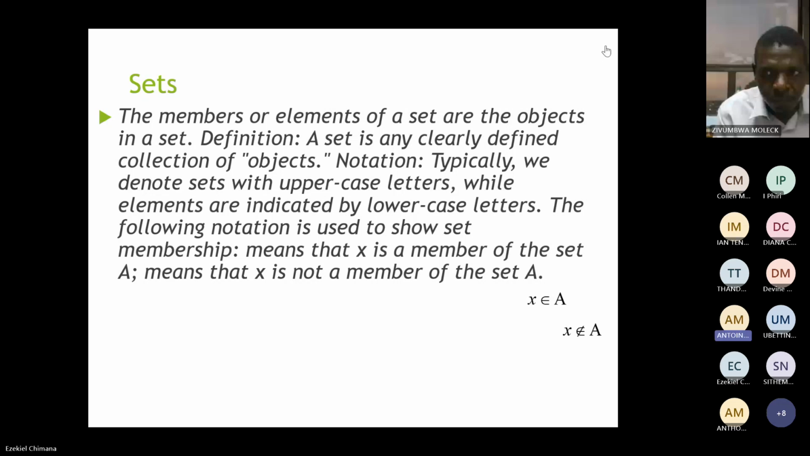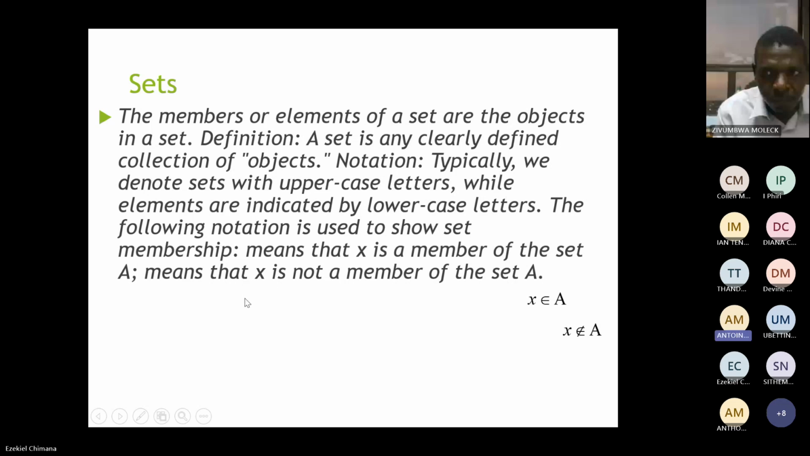It's a notation. Typically, we denote sets with uppercase letters, while elements are indicated by lowercase letters. The following notation is used to show set members: x ∈ A means that x is a member of the set A. There is an x down there, which shows that it is a member of set A.